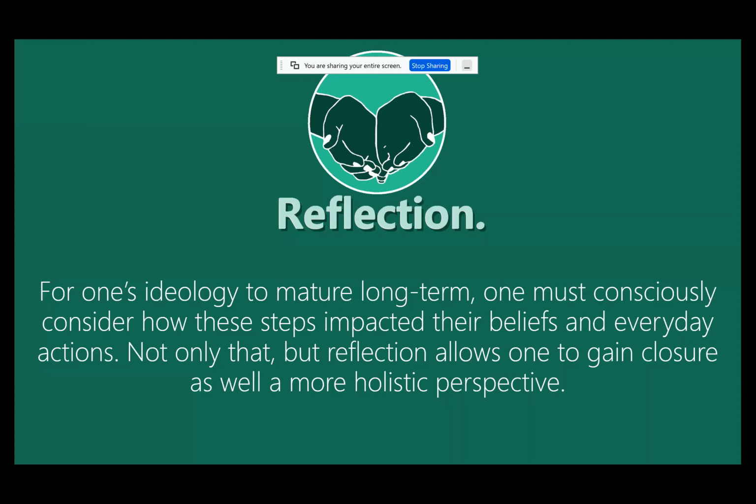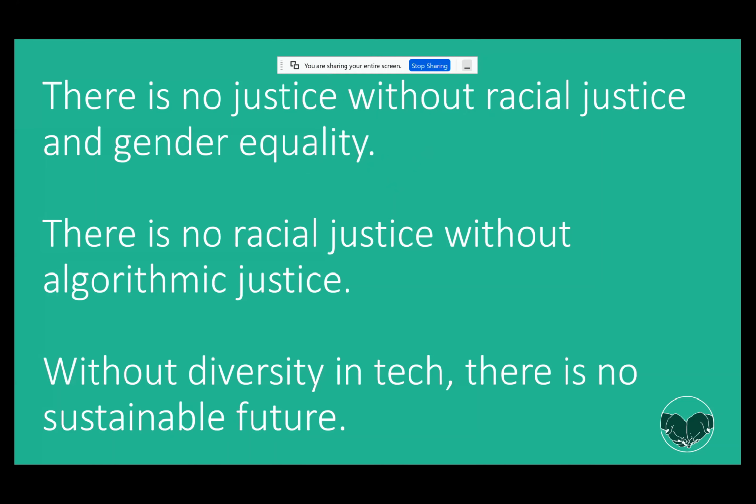And the last step is reflection. So for one's ideology to mature long-term, one must consciously consider how these steps impacted their beliefs and everyday actions. Not only that, but reflection allows one to gain closure as well as a more holistic perspective. And really the takeaway of this presentation is there's no justice without racial justice and gender equality.